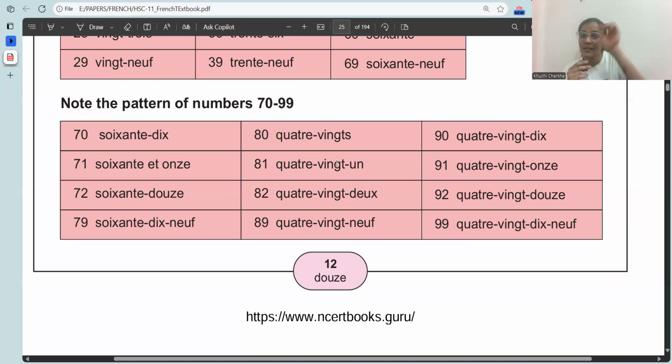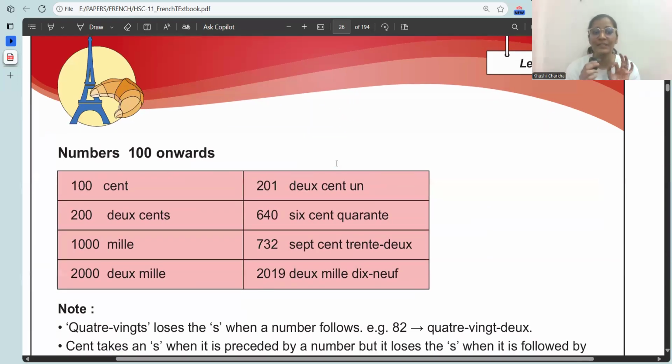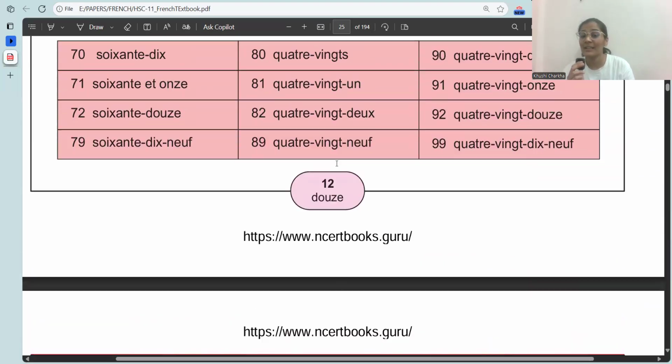90 is called quatre-vingt-dix. If you have noticed, in 80 there is an S being used, but from then onwards the S is not being used. It was only for 80. In 81, there is no S. Then again 90. Coming back to 90, it is 80 and 10. Then again 80 and 11, 80 and 12, and so on. And 100 is called cent. I hope you are clear until here.